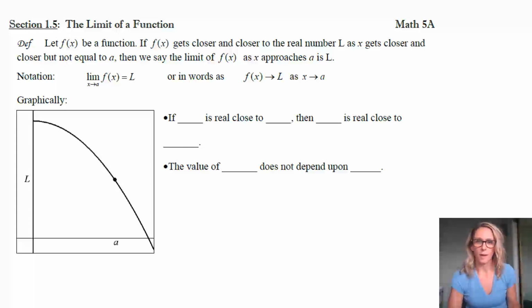We have a function, f of x, and the definition of a limit is: if the function gets closer and closer to the real number L as x gets closer and closer, but not equal to a, then we say that the limit of f of x as x approaches a is L. So all this really means is that as we get closer and closer along the function to some x value a, are we also getting closer and closer to some y value L? And when we say closer and closer, we really mean infinitely close.